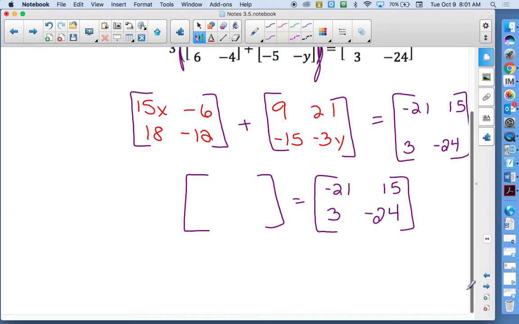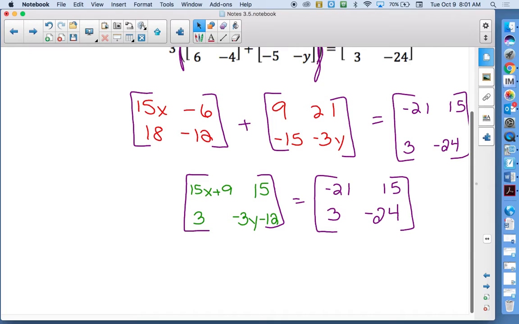Mackenzie Myers, what do you have when you add these together? 15x plus 9, 15, 3, and negative 39 minus 12. So 15x plus 9, because the x and the 9 are different, not like terms, you can put a plus sign in between them to try and combine them together, but you physically can't add those two numbers together.